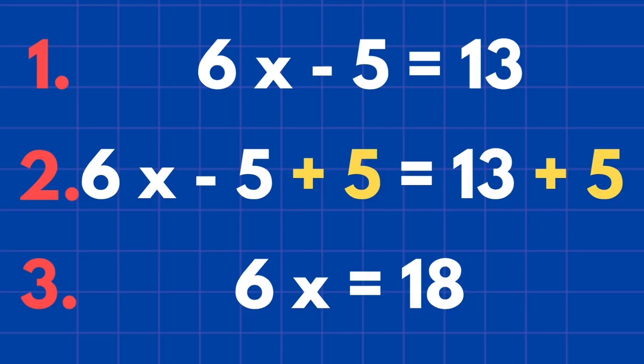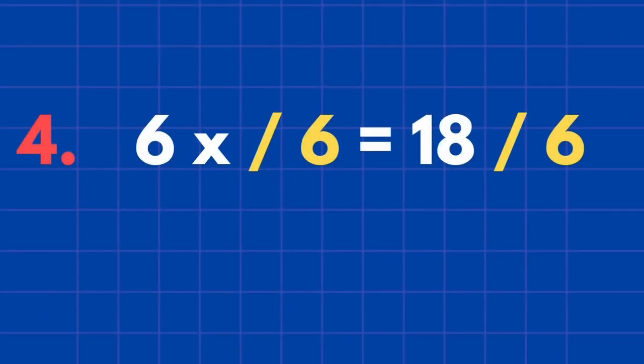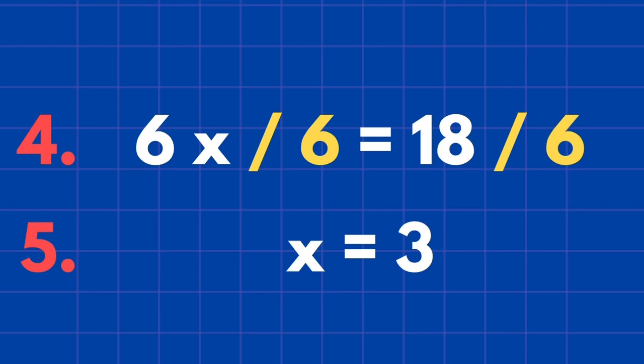Currently, x is being multiplied by 6. To untie x from 6, we have to do the opposite. We have to divide each side by 6. We have now successfully solved the linear equation and found x to equal 3.